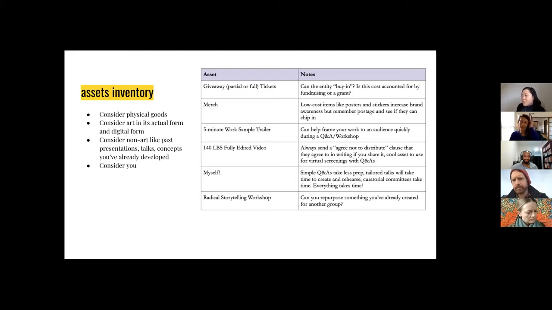And then the last thing I had with my assets was a workshop that I already have called Radical Storytelling, and I use it for a lot of universities. That's just something that I can offer to them, and it can help start planting the seeds with a partner for them to go, oh, okay, you have that? Great, I can just choose that.